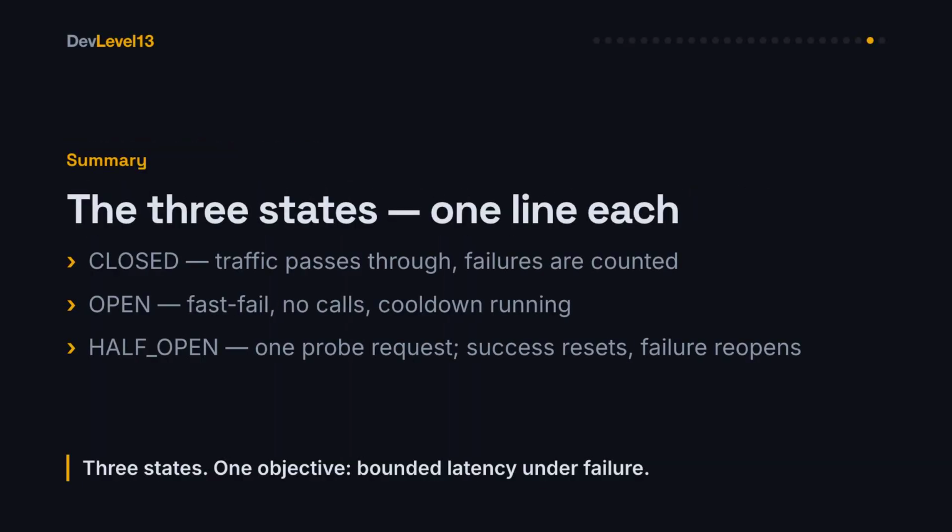Closed is the healthy default. Open is the protective state that fast fails while the dependency recovers. Half open is the controlled reentry gate. One probe determines whether the service is ready. These 3 states and the transitions between them give you a resilient pattern that prevents one failure from becoming everyone's failure.